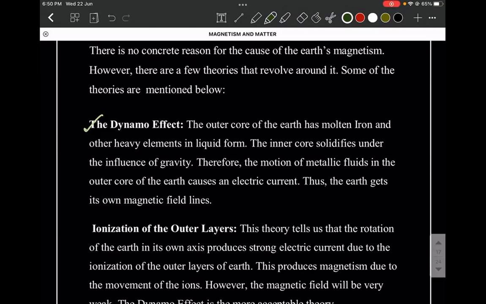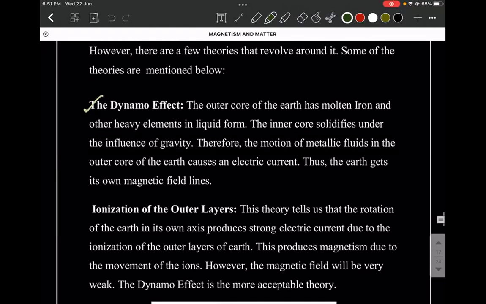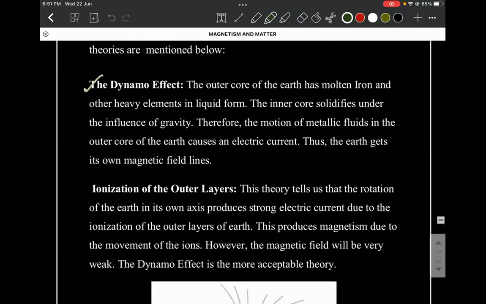So what is happening in the outer core? You have molten iron and other heavy elements in the liquid form. The inner core is solidified. The motion of the metallic fluids taking place in the outer core will give rise to electric current, and that will in turn give rise to a magnetic field or field lines, is what one of the theories proposes. And the second one is about ionization of the outer layers.